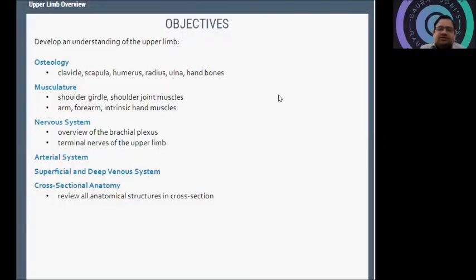Good morning, friend. Today we are going to talk about the upper limb. It will be an overview of all the things we are going to study for the upper limb. That is osteology, musculature, nervous system, arterial system, superficial and deep venous system, and cross-sectional anatomy. One by one, I am going to give you the overview of all these things.